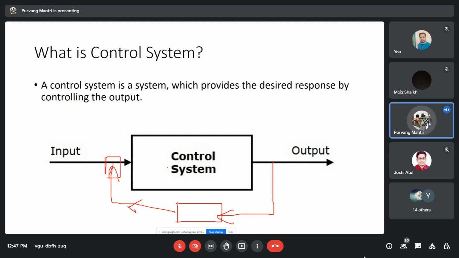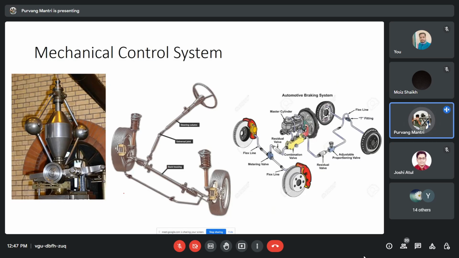Let's talk about what kind of mechanical control systems we are already aware of. First and foremost, on the left side, you can see this is a governor. You might have studied governors in your second year in theory of machines or kinematics of machines. I hope you have. Please confirm that you have studied governors.